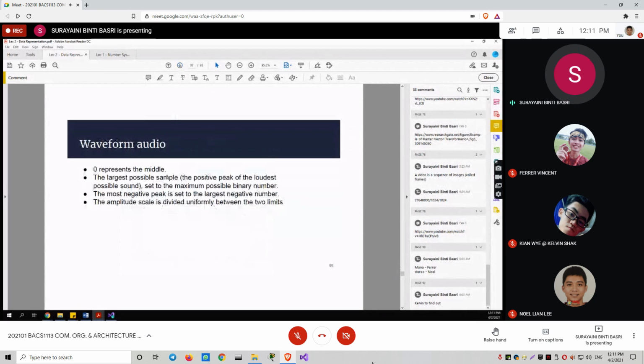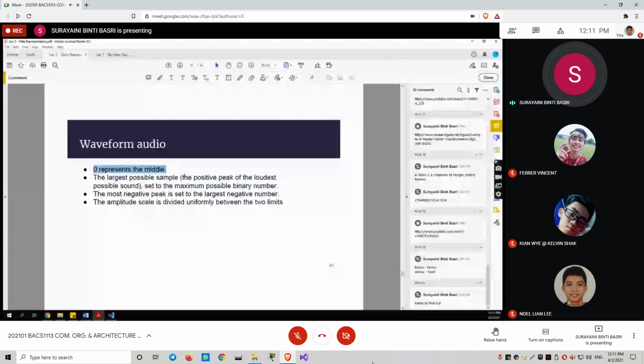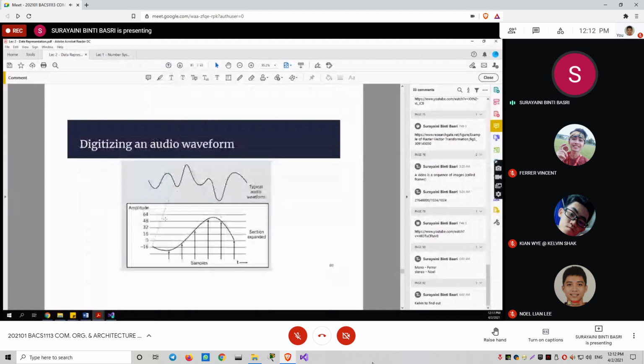So we proceed to this. This 0 represents the middle of the amplitude. The largest possible sample, meaning the positive peak of the loudest possible sound, we set it using the maximum possible binary number. So if the binary number goes until 255, maybe this will be until 255. But your negative can go until negative 64 if we are referring to this. So this is the bit depth.